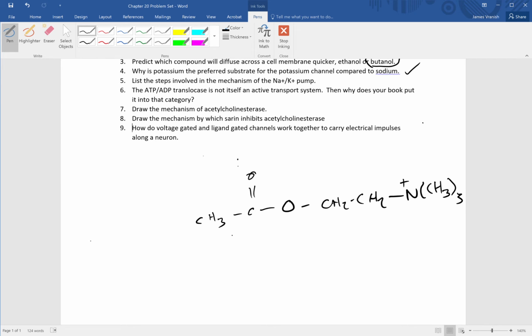All right, question number 7 on the problem set is: draw the mechanism of acetylcholinesterase. I told you guys that this is basically like a serine protease. So what we need for a serine protease: we've got a histidine here. I'm going to draw it with its nitrogen here and the lone pair of electrons on it.